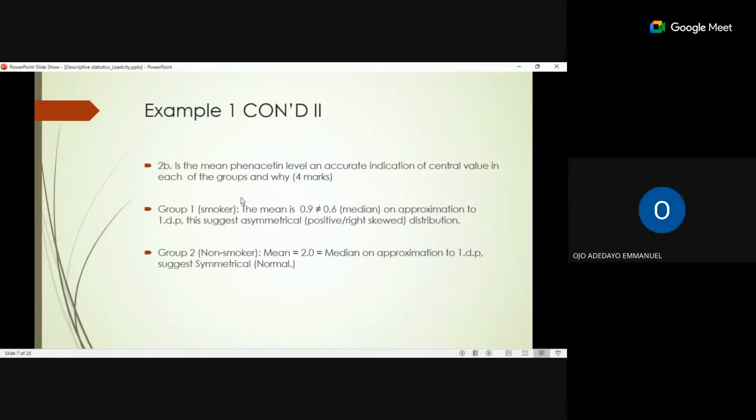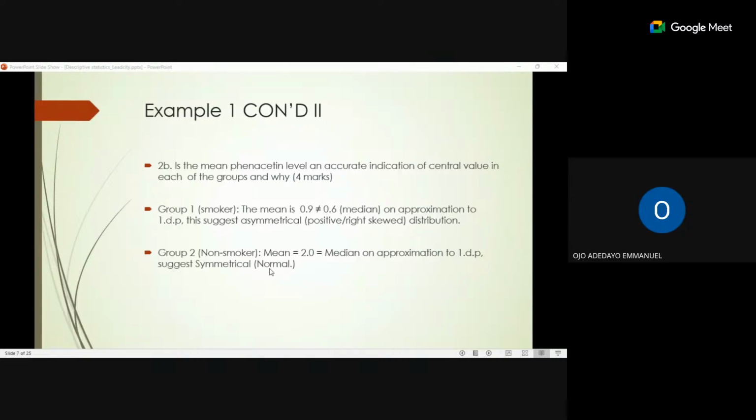So, there is a good part of us calculating the mean and median. Olubukola Omotola, please can you mute your mic, please? Okay. So, the beauty of calculating the mean and the median is this. Please note this. This is very, very important.